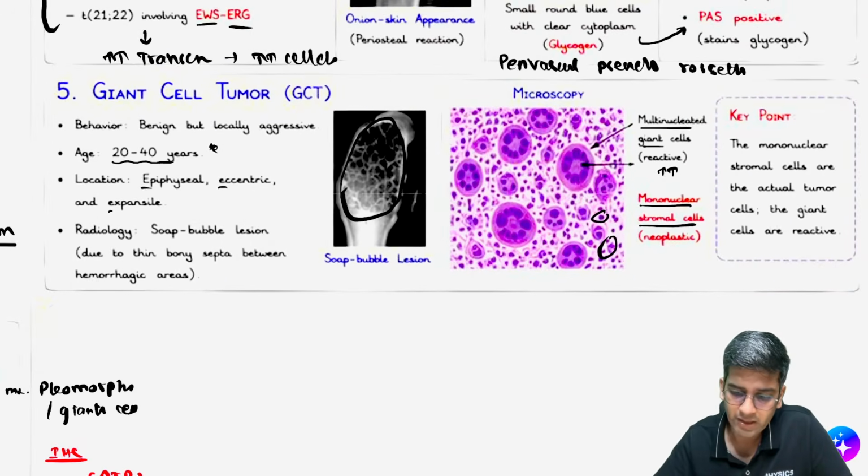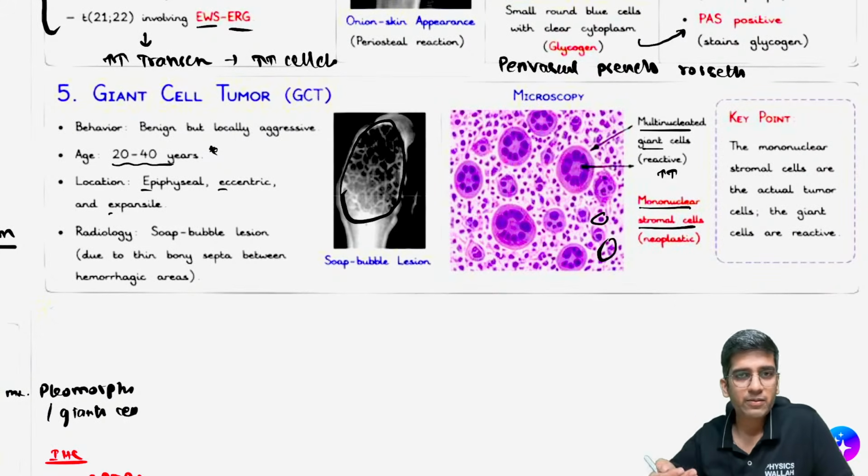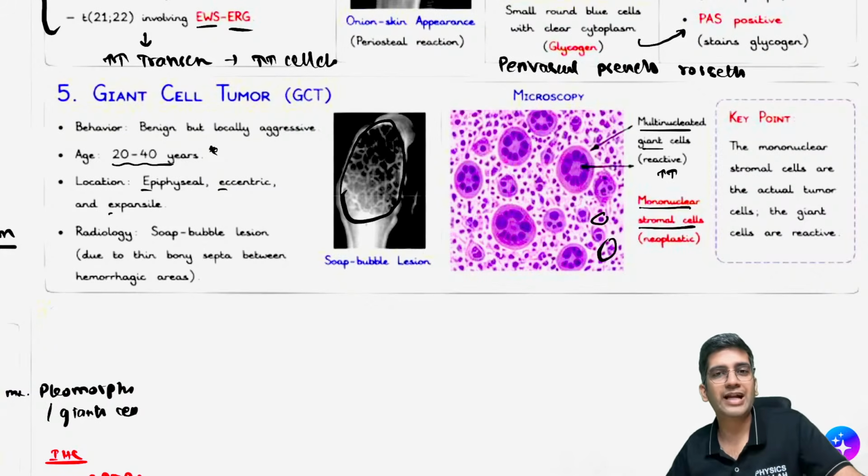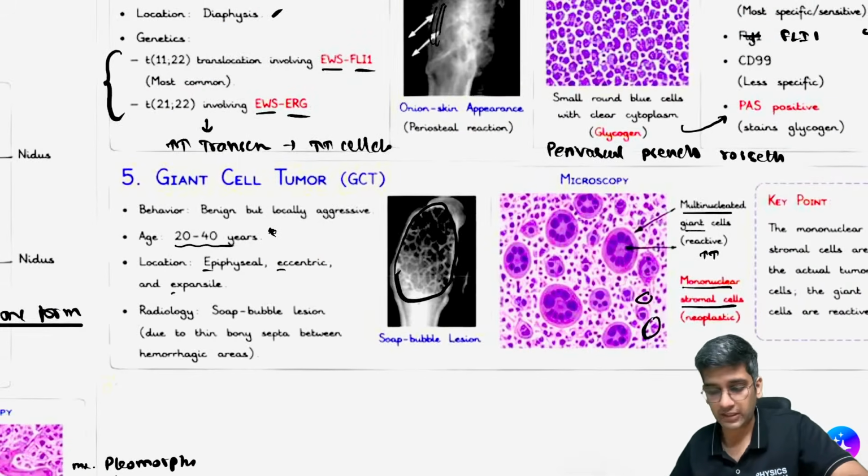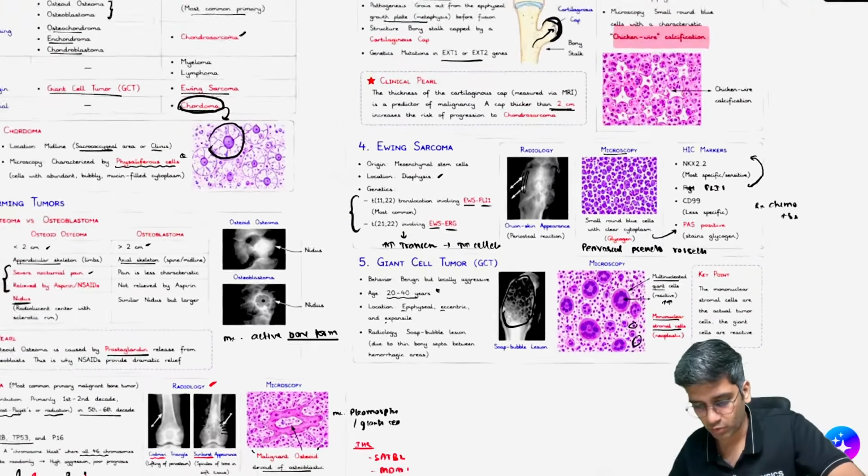Treatment here: more or less curette the entire part and replace it with bone cement. Or if it's involving the joint space, you resect it and give an implant, right? I don't require chemotherapy for this because it's not an aggressive tumor, not a malignant tumor, right? Okay, that's about the bone tumors.